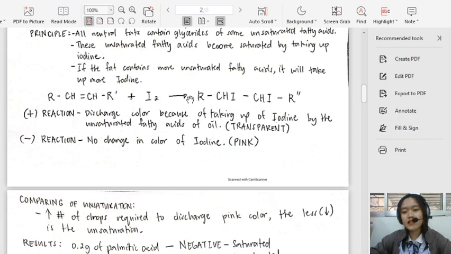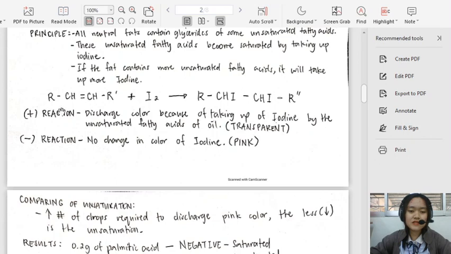So, pag nag-add na, this is the final product. Nawala na yung double bond, napalitan siya ng isang single bond, pero nag-add ka rin ng dalawang iodine in the first carbon and in the second carbon. Okay, so ito yung final product. So, this final product is actually colorless.